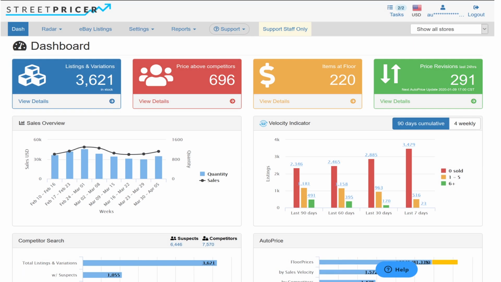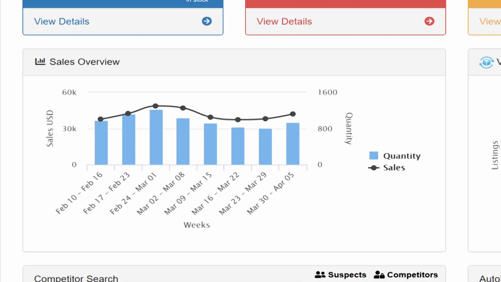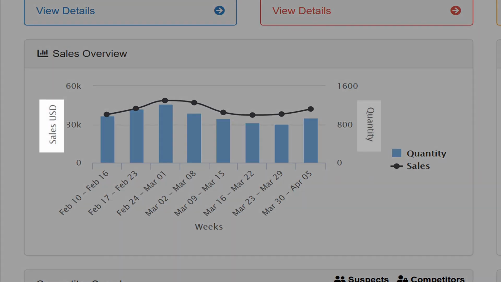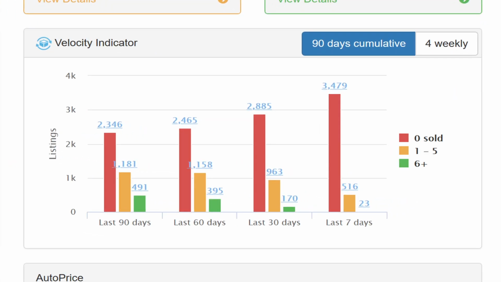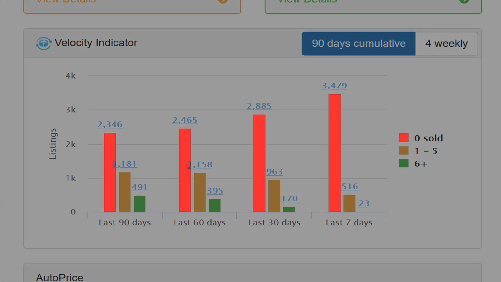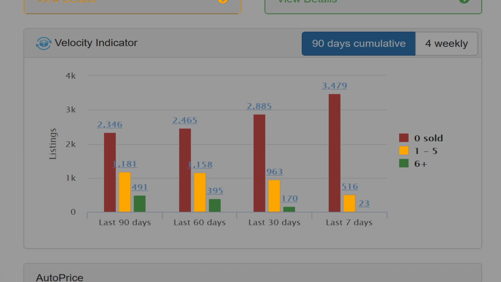The next section is the sales overview on a weekly basis, in both turnover and quantity. And then the velocity indicator, which is probably the most important information for running an eBay store. On the velocity indicator, the red bar means 0 sold, orange means 1 to 5, and green means more than 5. In this example, straight away, I can see in the last 30, 60, and 90 days.